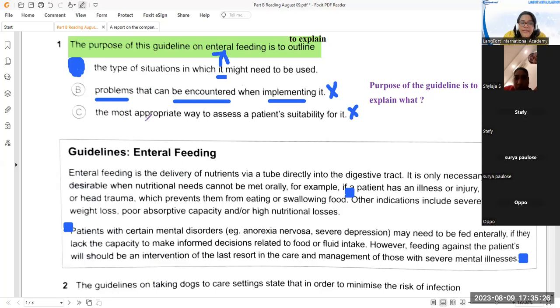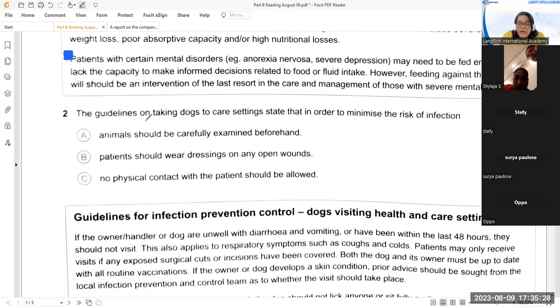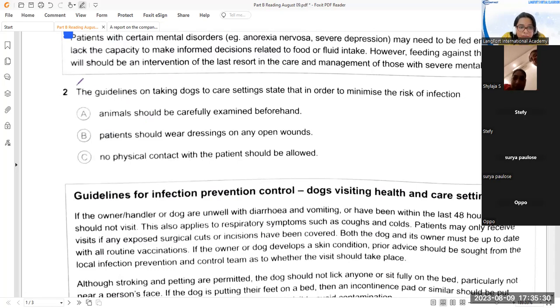Okay, now let's move on to the second question. Steffi, would you mind unmuting yourself and reading the second question for me? The guideline of taking dogs to care settings states that in order to minimize the risk of infection. That's fine. Let's look at the question.